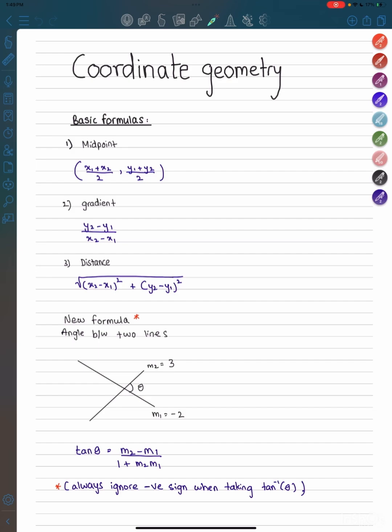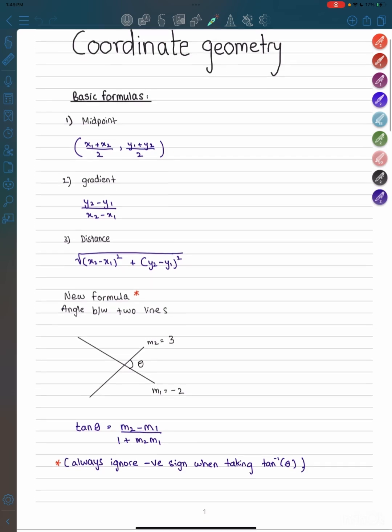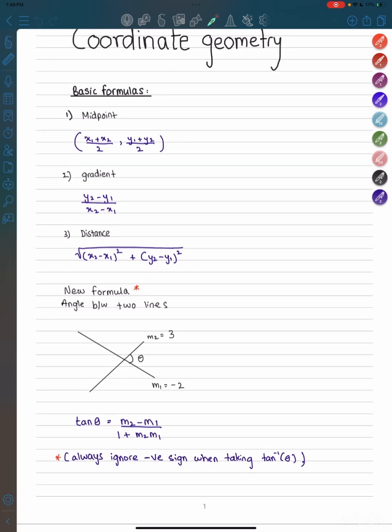There are just a few new formulas that they will be testing you on, and the rest is basically the same. So, as we start off, I just want you to know these three formulas before we move on, because these three formulas will be tested on really often and are the most important. There is one new formula that is a little different from the rest. It's basically the angle between the two lines. It's pretty straightforward. You just use this formula. There isn't much else to it.